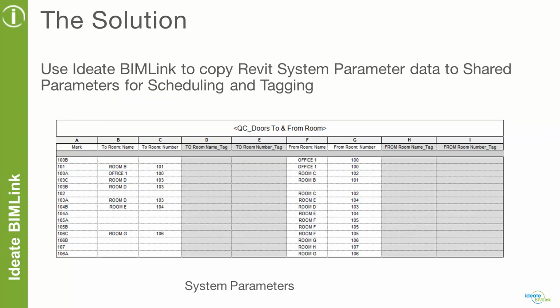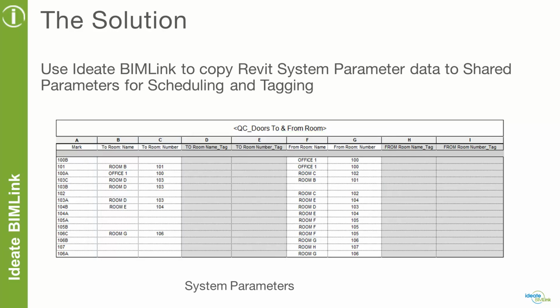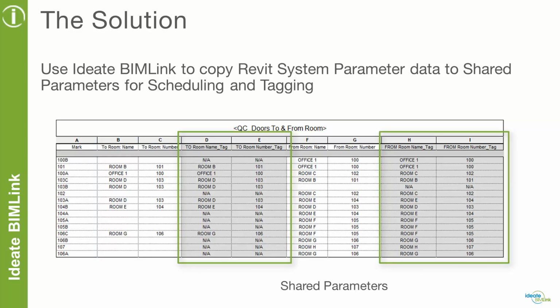The solution to this problem is to create custom shared parameters for the tag families and then use Ideate BIMLink to copy the system parameter data over to the shared parameter data, as shown in this schedule. Let's have a quick look at this process.